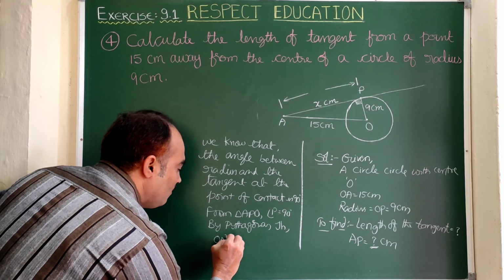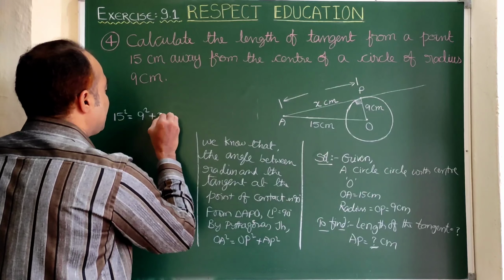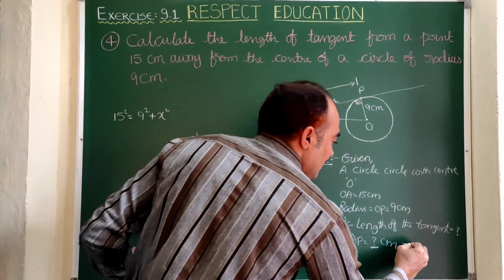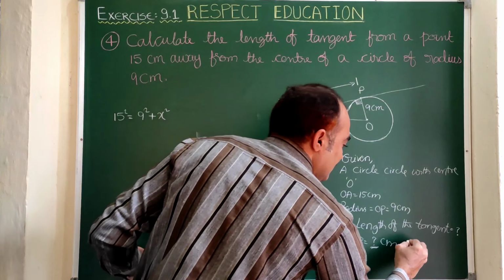Let us substitute the values and then simplify. OA is given as 15, so OA square is 15 square is equal to OP, here OP is 9, so OP square is 9 square plus AP square. That is what we need to find. Let us write AP square as it is, or we can write X. However you do, it's correct. So let us write X square, let us consider some X centimeter.